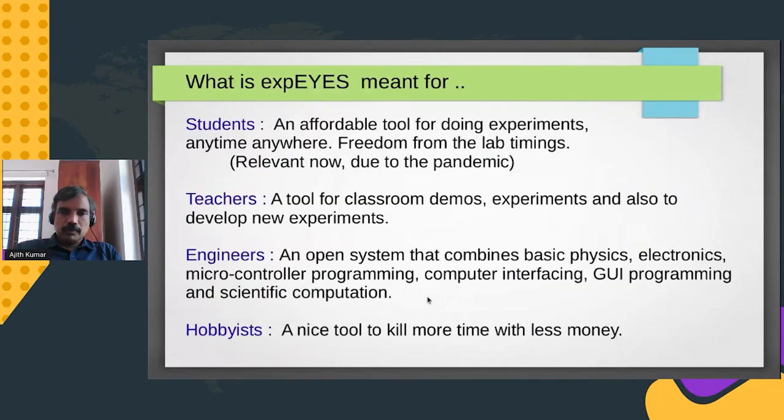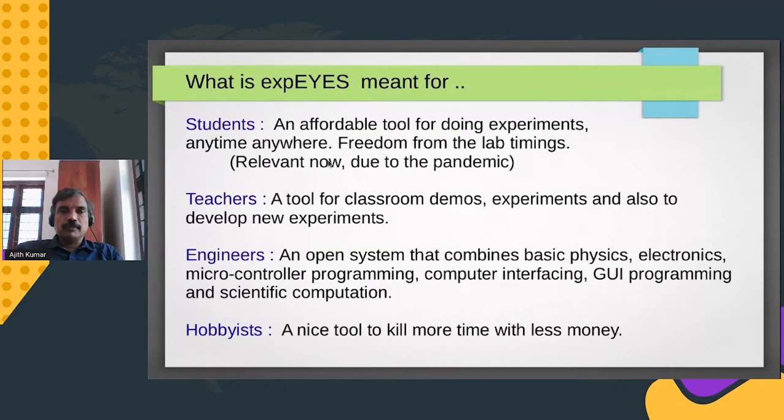So if you ask what this box is: it is for students. It's an affordable tool for doing experiments. And the key is anytime, anywhere, freedom from lab timing. This was something we initially thought of. But today it has acquired a special significance because almost all our labs have stopped working because students are attending online classes. So theory is going on well, but there are no lab sessions.